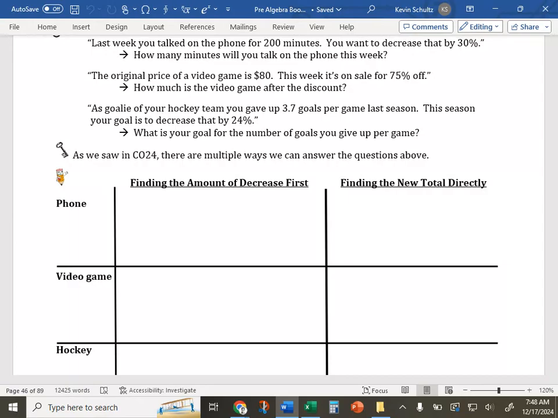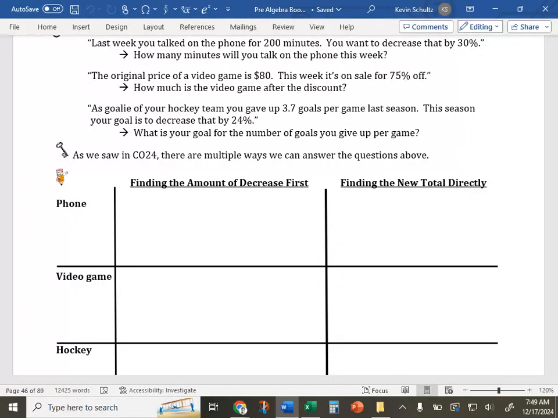The original price for the video game was 80 bucks. This week it's on sale for 75% off. How much is the video game after the discount? As goalie of your hockey team, you gave up 3.7 goals per game last season. This season your goal is to decrease that by 24%. What is your goal for the number of goals you give up per game?